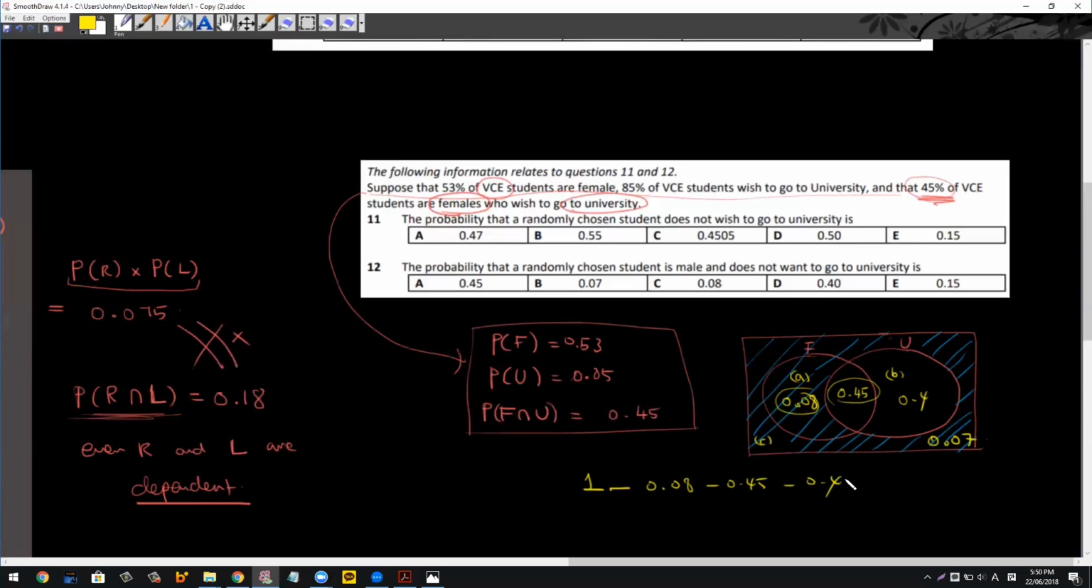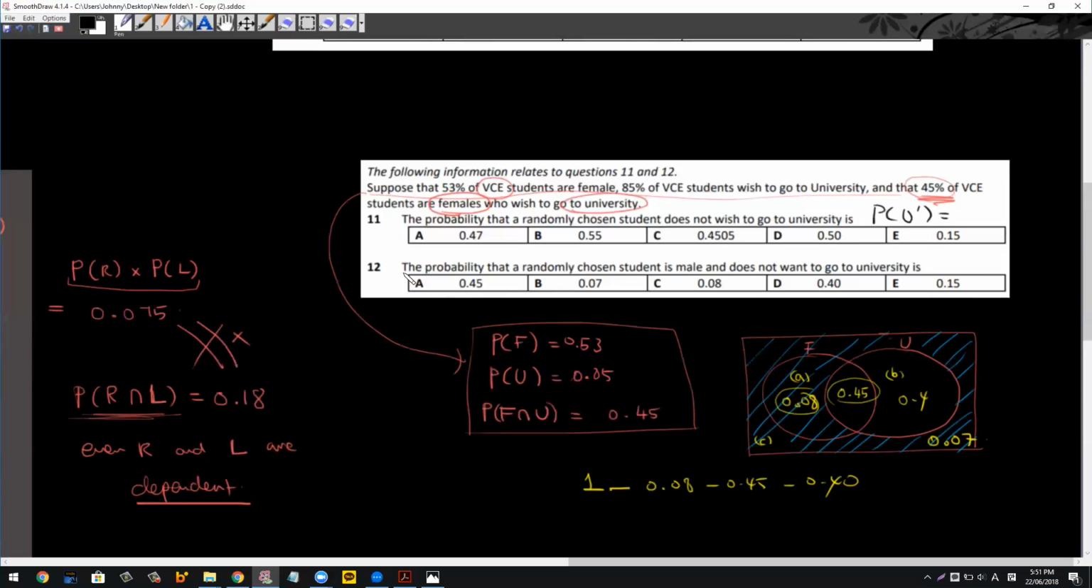Okay, let me just double check. 0.85, 0.93. So yep, that's right, 0.07. Well done. So now you can answer this question. A probability randomly chosen student does not wish to go to university. So that's what this one is asking, is actually probability of outside of university. That's a U naught. That's all of the area outside of that. So what do you think? So that's what you have to do.